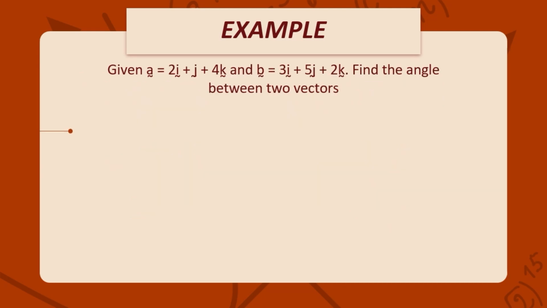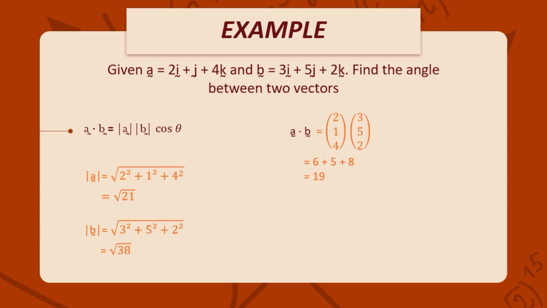Example 5. We can use the formula vector A dot vector B equals magnitude of vector A times magnitude of vector B times cos of the angle. First, we need to find the magnitude of vector A, which we get root 21. Then we find the magnitude of vector B, which is root 38. Then find the scalar product of vector A and vector B, which the final answer is 19. Now we can find the angle where we rearrange the formula to arc cos of the scalar product of vector A and vector B over magnitude of vector A times magnitude of vector B. The final answer is 47.73 degrees.